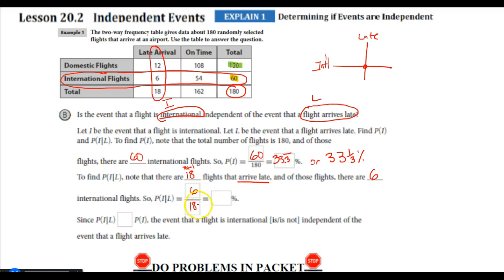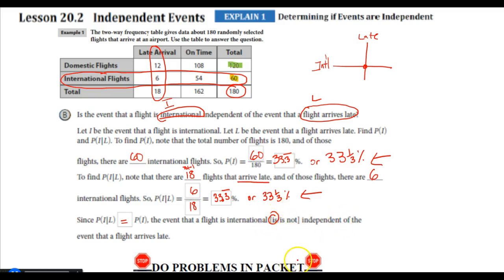And go ahead and take some time to work that out. 6 divided by 18, you'll probably get a decimal, change it to a percent. And you should have gotten 33.3% again with a little repeating bar, or you could have written it as 33 1/3%. Now as we can see, both of this probability and that probability are equal. So then that means that this is going to be an independent event. So both of these events are independent of each other.